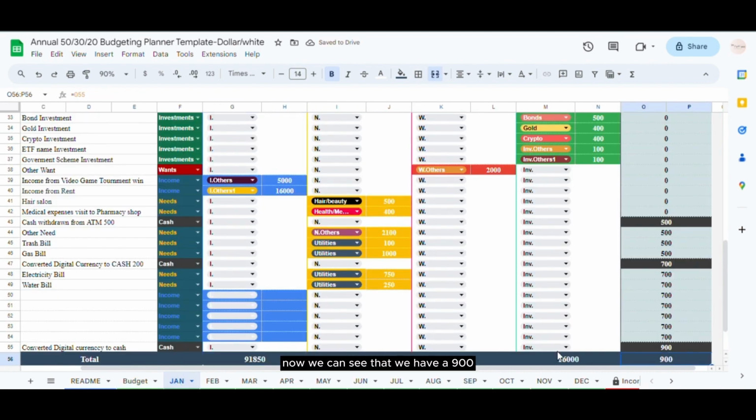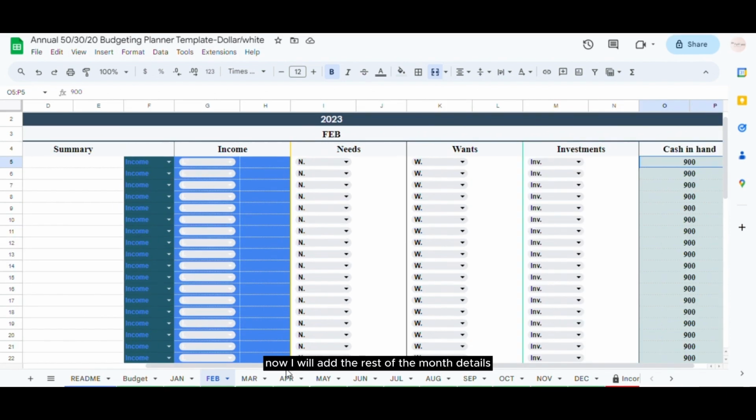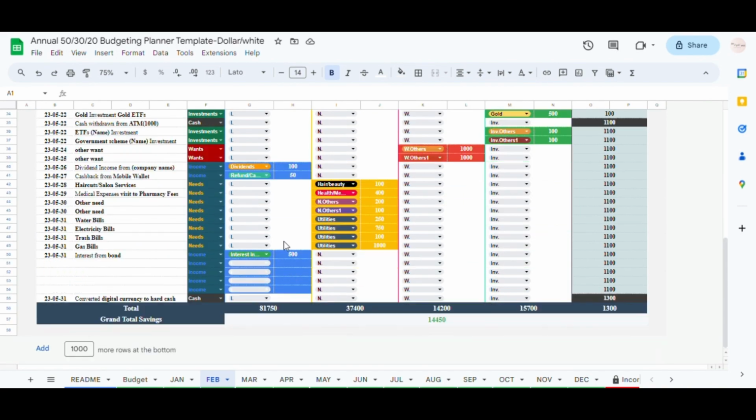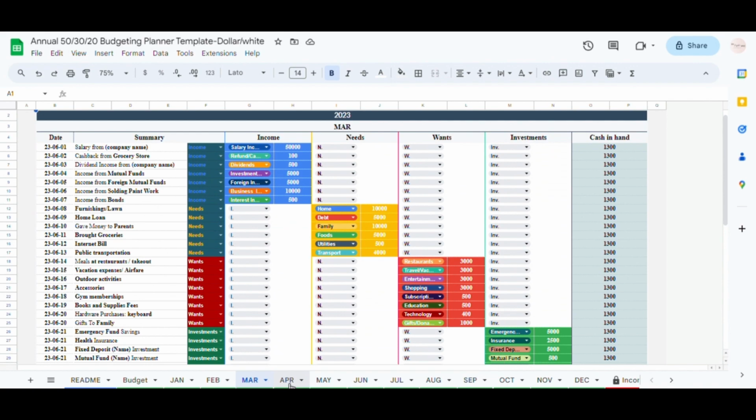Now you can see that we have 900 cash remaining at the end of the month. We will go to the February month, go to the cash in hand column first row and add 900. This is the cash remaining at the beginning of the February month. Now I will add the rest of the month details. This is how the February month will look after adding the data. I have added the data for the remaining months also.